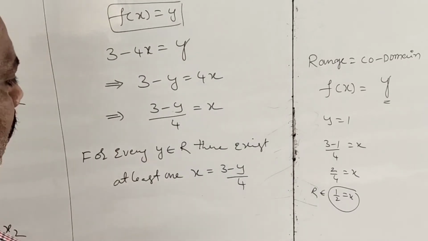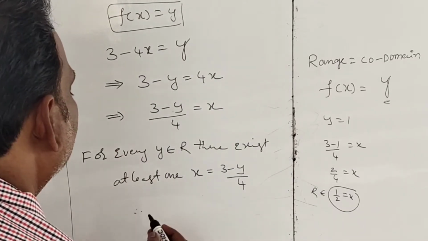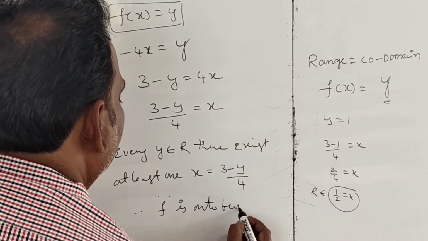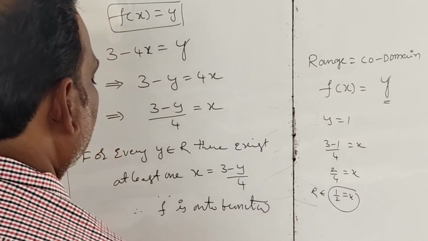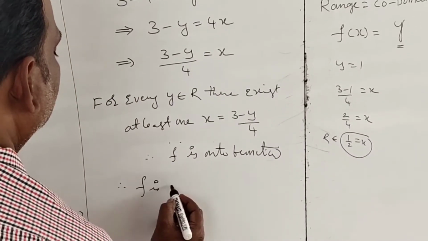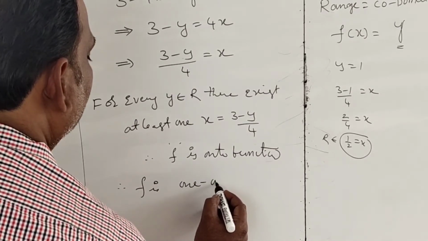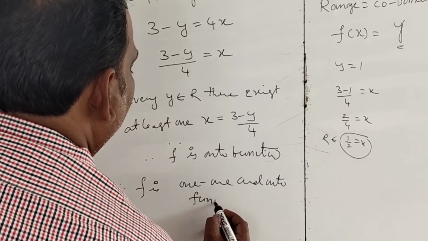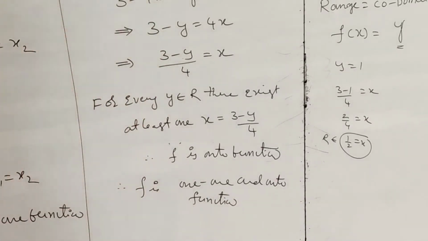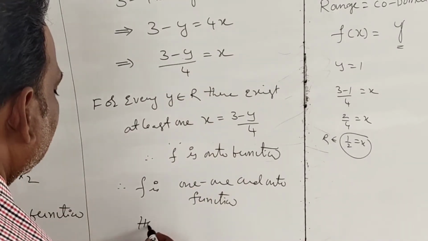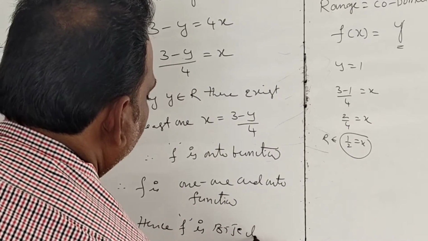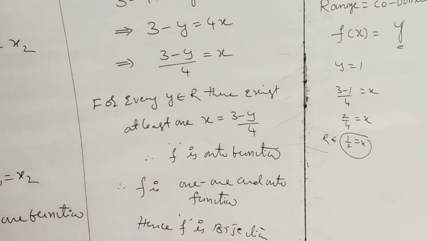So we can say that therefore f is onto function. So therefore f is 1 1 and onto. So you know very well, if a function satisfies both, it is called bijection, correct or not? That's why hence f is bijection. If a function is both 1 1 and onto, it is a bijection.